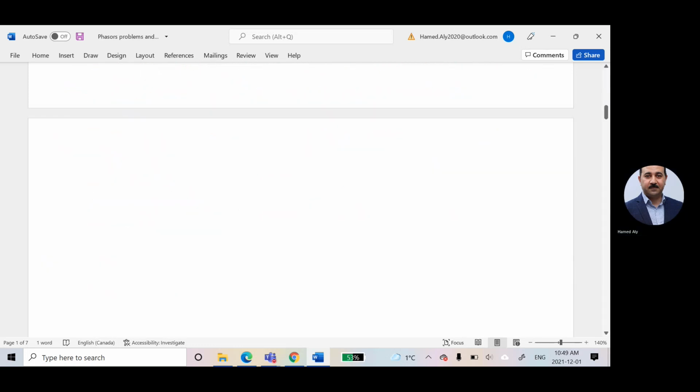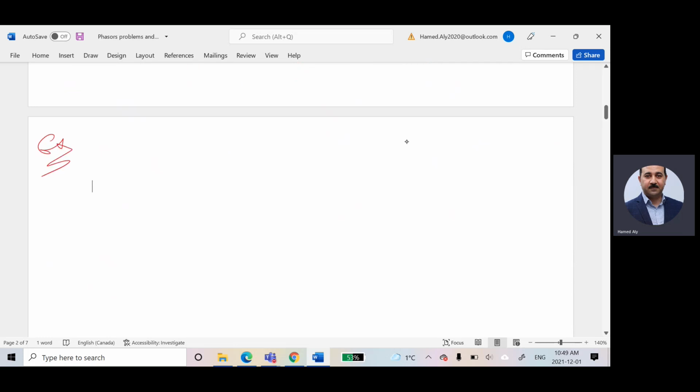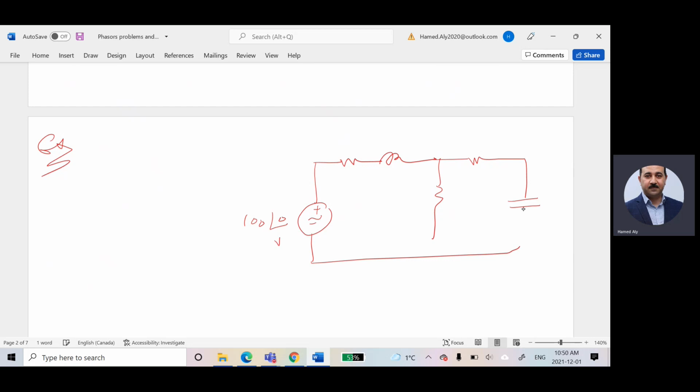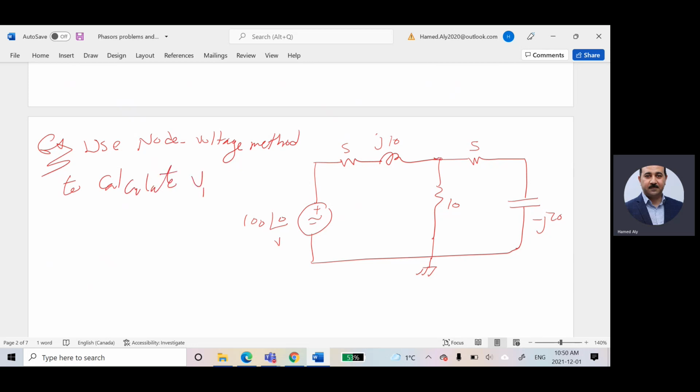So imagine I have this circuit. This source is 100 angle 0 volts. This is 10. This is 5, j10. This is 5, and this is negative j20. And the problem is telling you here: use node voltage methods to calculate V1. And he told you that this is V1.